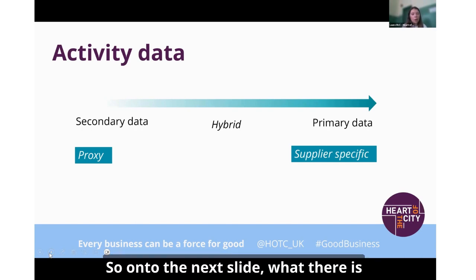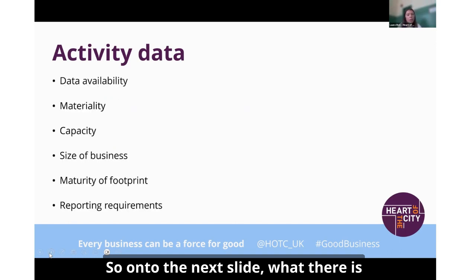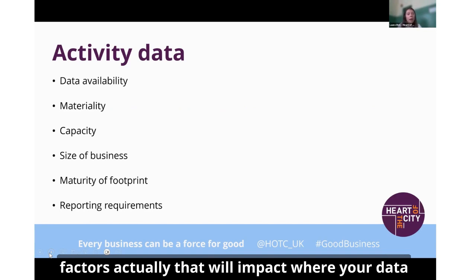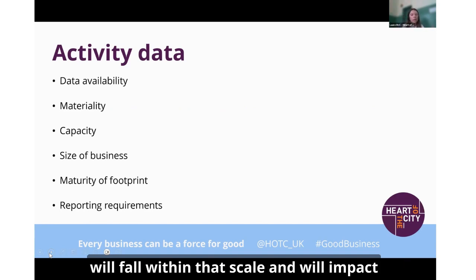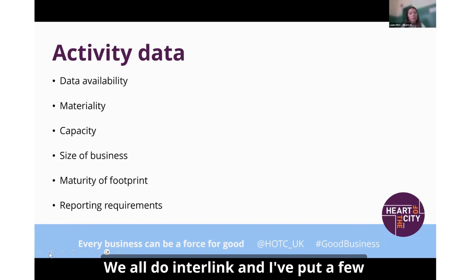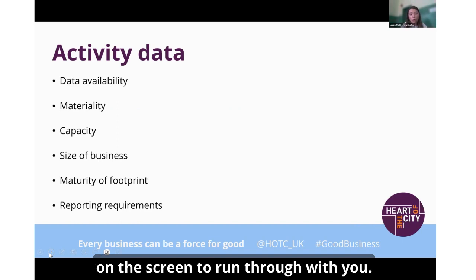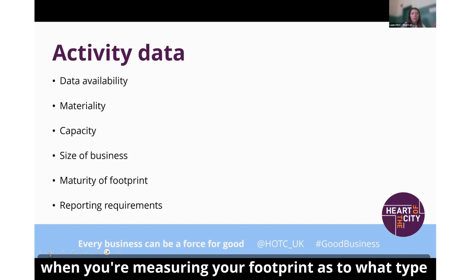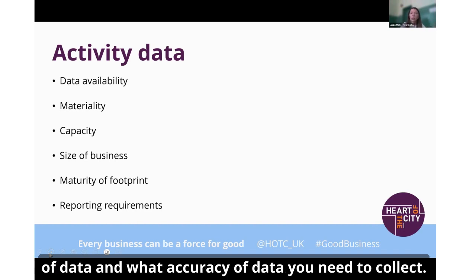So on to the next slide. For activity data, there's a huge number of factors that will impact where your data will fall within that scale, and will impact whether you use primary, secondary, or hybrid data. They all do interlink, and I've put a few on the screen to run through with you. These are things you'll start thinking about when you're measuring your footprint, as to what type of data and what accuracy of data you need to collect.